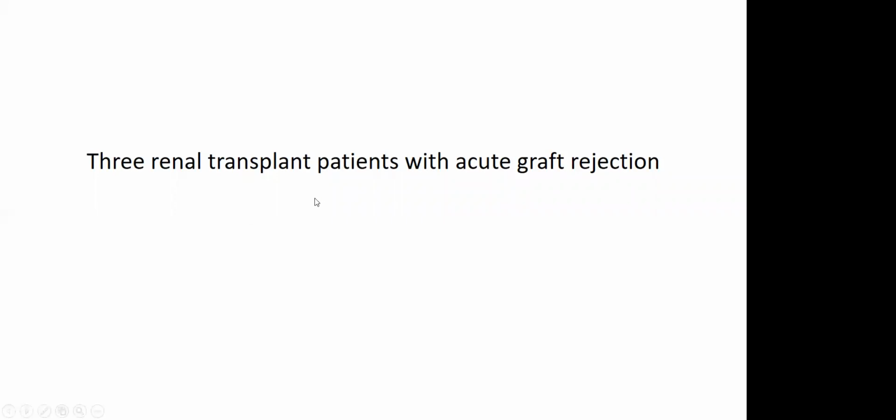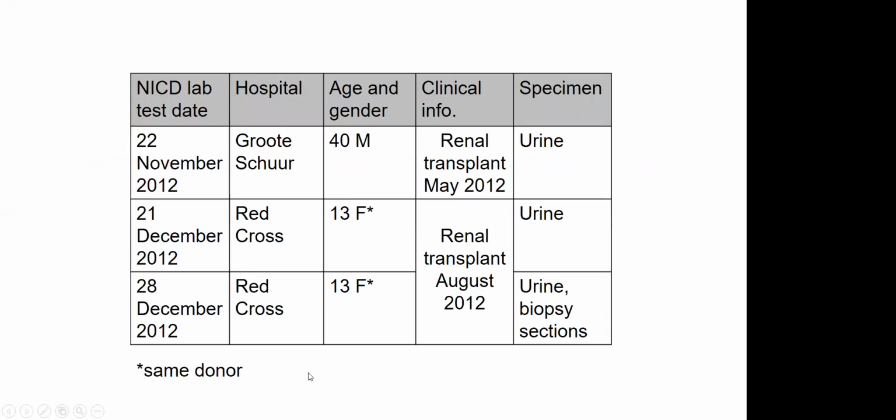with acute graft rejection. We received samples from 3 patients, and the left-hand column shows the dates that we received them, so late November and late December, from Groote Schuur and Red Cross respectively. The first case was a male. They were all renal transplant patients. We received urine from all 3, and then a bit later, some biopsy sections from the last case.